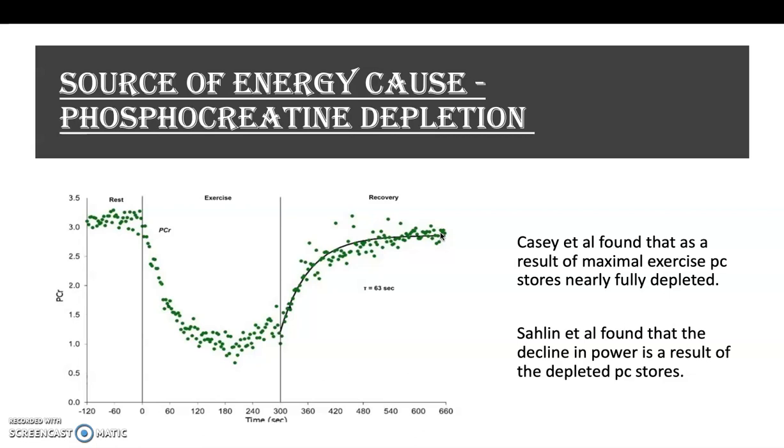Here we have a graph that is showing the depletion of the phosphocreatine stores in the maximal exercises, from rest to during exercise and in the recovery phase. So Casey conducted a study into the phosphocreatine depletion, and he found that as a result of the maximal exercise, the PC stores were nearly fully depleted, and this is shown on the graph.